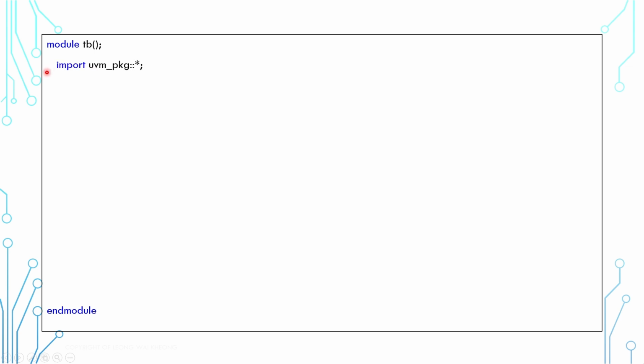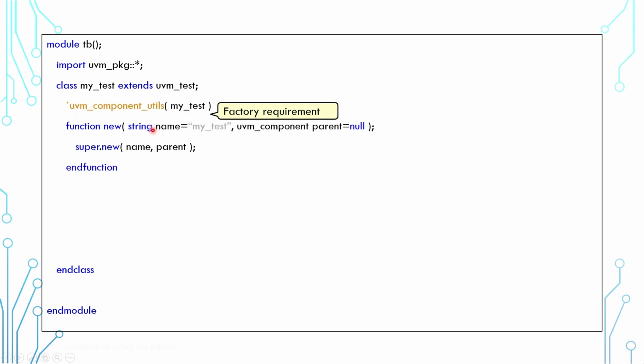First thing first, always remember to import a UVM package. And then we can create a class extending from UVM test, and the name of the class is myTest. When we are writing a class that extends from UVM classes, we need to have two things. First, a UVM utils macro, and second, a custom constructor. These two are related to a concept called UVM factory, and we'll discuss that in another video.